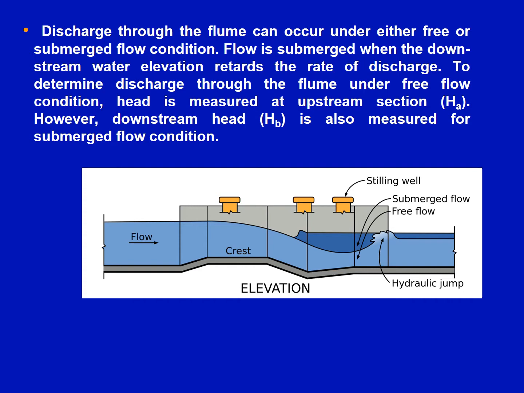So if the condition is free flow, then we have to measure only this height, that means HA. But if the condition is submerged flow, then we have to measure this height also, that means this elevation of water, which is called HB. So this height is HA, this is HB. If it is a free flow condition, then only if we measure this height, we can measure the discharge. But if it is submerged, then we have to measure this also.